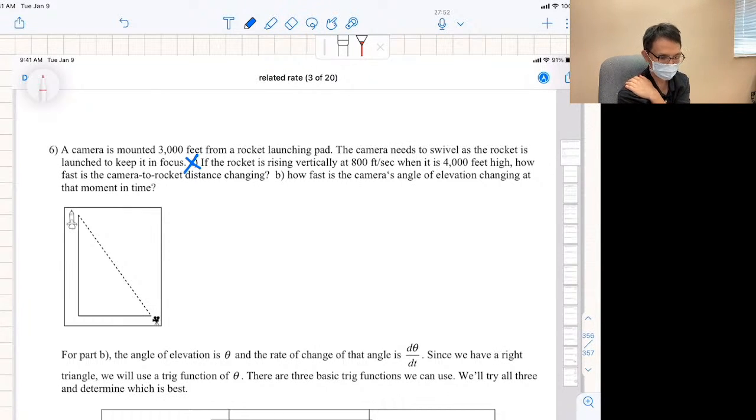Wait, so how do we figure it out? How fast is the camera? I'm still trying to figure out what in the world we're doing. Oh, okay, now I get it. It's like physics. In that case, you can use any of sine, cosine, or tangent, but there's only one that's easier than the other two.